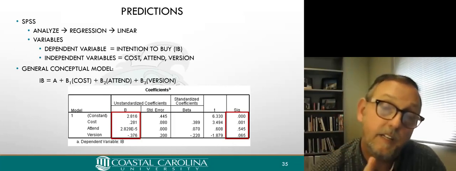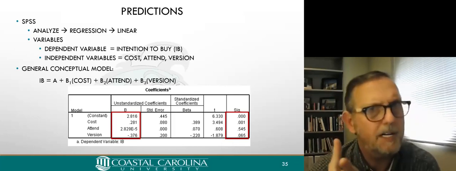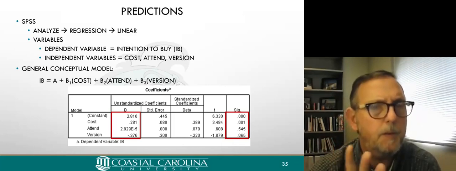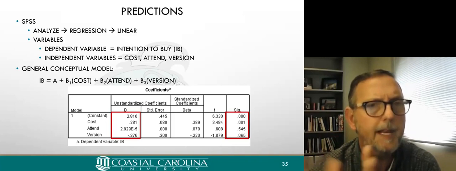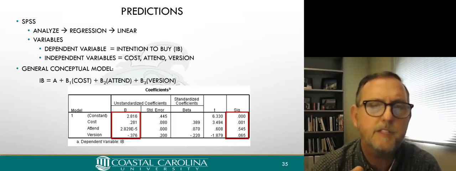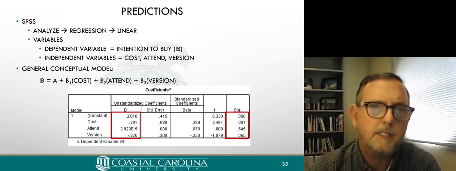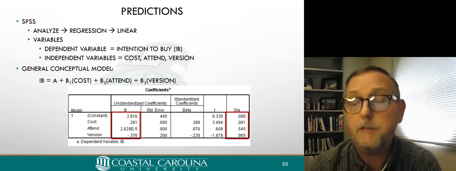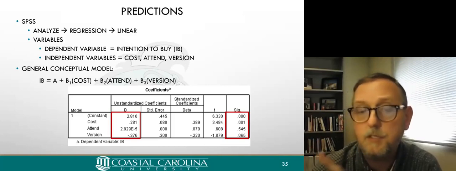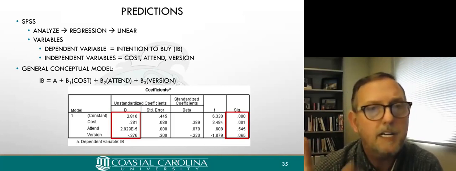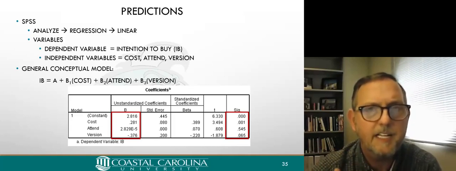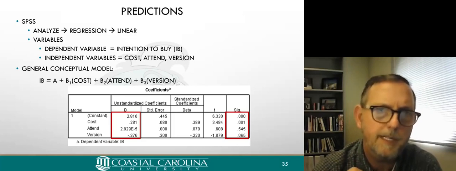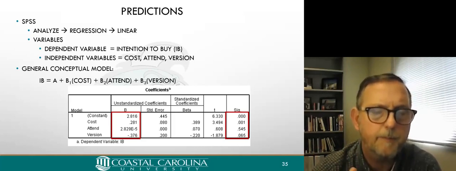Version is negative, so it has a negative relationship, but it's pretty big in absolute value, 0.376. It's bigger than the beta for cost, again in absolute value. The minus sign just means direction, right? So it's negatively related. The bigger version gets, the smaller IB gets, because they're inversely related.